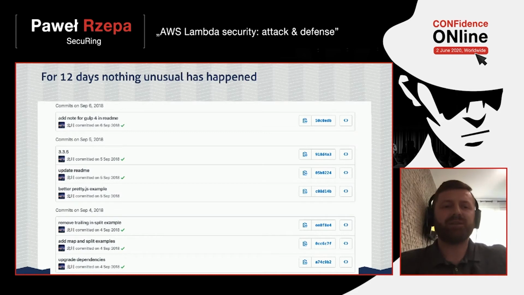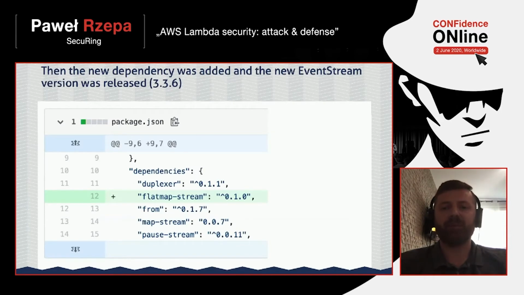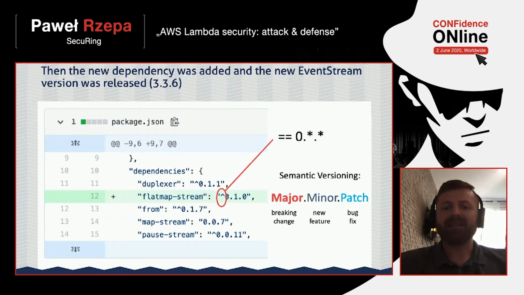So what did right9control do that was malicious? For the first 12 days, nothing suspicious happened. Just the typical maintenance stuff like updating the README file and some cosmetic changes. Then, a new dependency was added to event-stream, called flatmap-stream. The caret sign before the version of the dependency means use the latest compatible version of this dependency. The latest compatible version in semantic versioning means the latest minor or patch version which doesn't break core functionality.